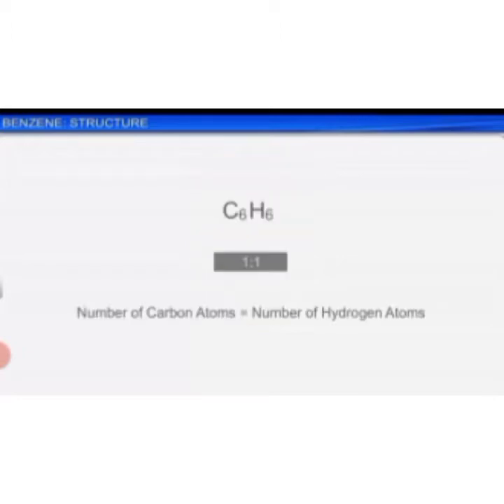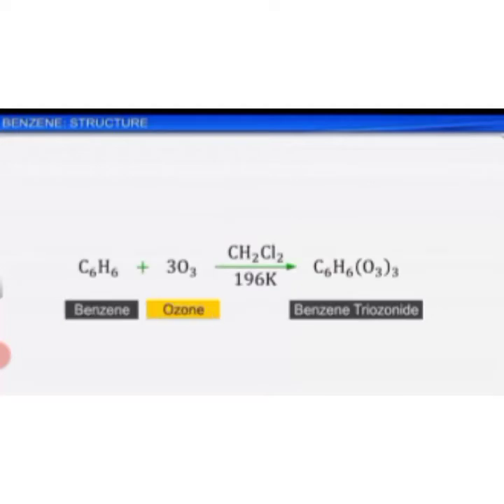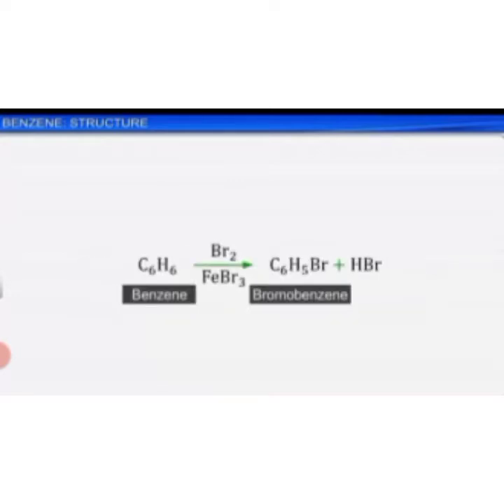The ratio of carbon to hydrogen in benzene is 1:1, which is evident from its molecular formula C6H6. This fact tells us that it is a highly unsaturated compound. When benzene is treated with ozone, it forms triozonide. The formation of triozonide indicates that it has 3 double bonds. Further, it produces only one monosubstituted derivative, which indicates that all its 6 carbon and hydrogen atoms are equivalent.